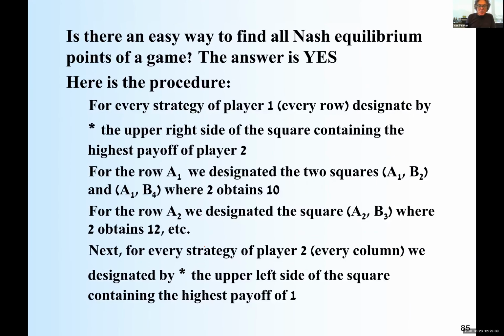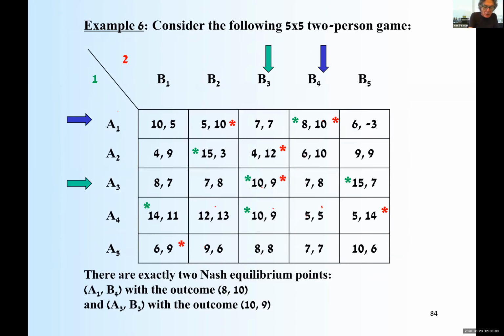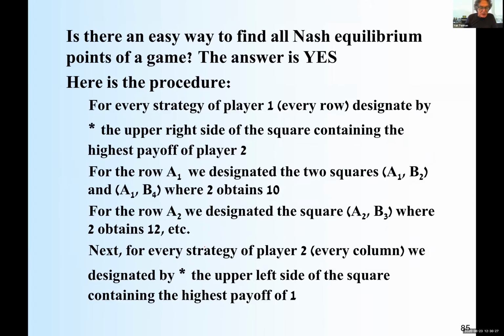Is there any easy way to find all Nash equilibrium points of the game? The answer is yes. Here's the procedure. I just described the procedure. For every strategy of player 1, every row, we designate by a star, in the upper right side of the square, the highest payoff of player 2. If I go A1, I designate the highest payoff of 2. Remember, when I look at the strategies of 1, I designate the highest payoff of the other player, player 2. And when I look at the payoffs of the strategy of player 2, let's say B3, I designate just the highest there, which is 10 and 10. And I continue this way until I get 2 stars. That's what's written here.